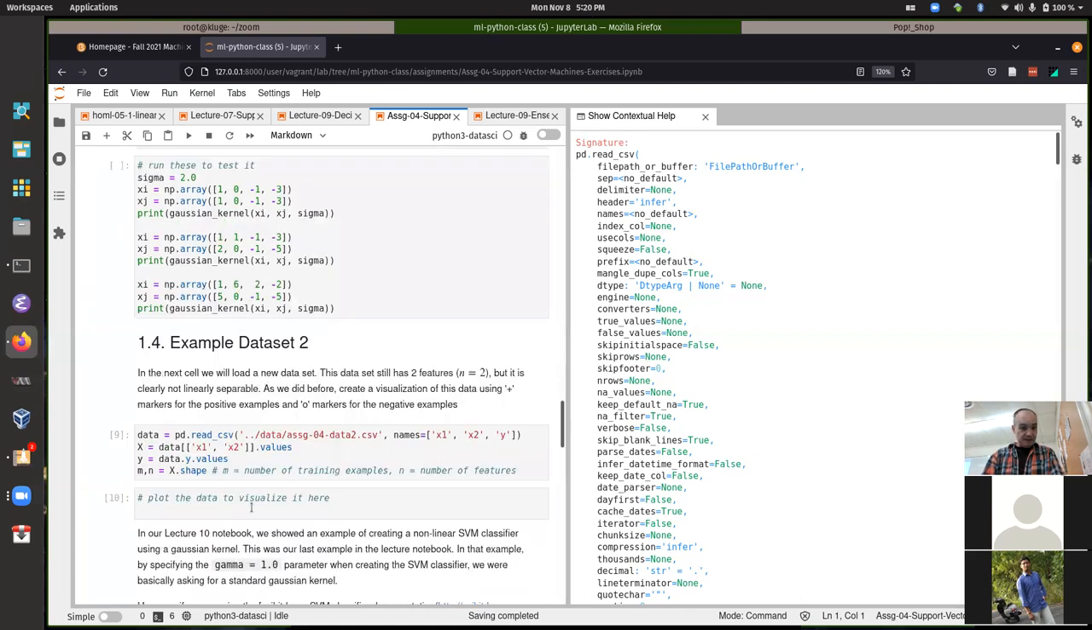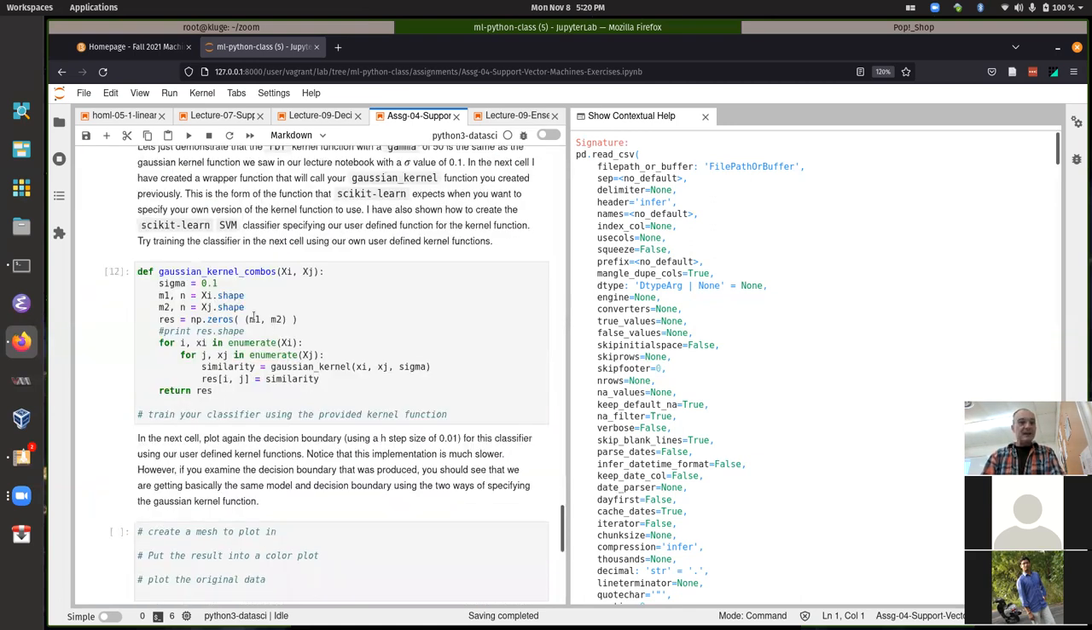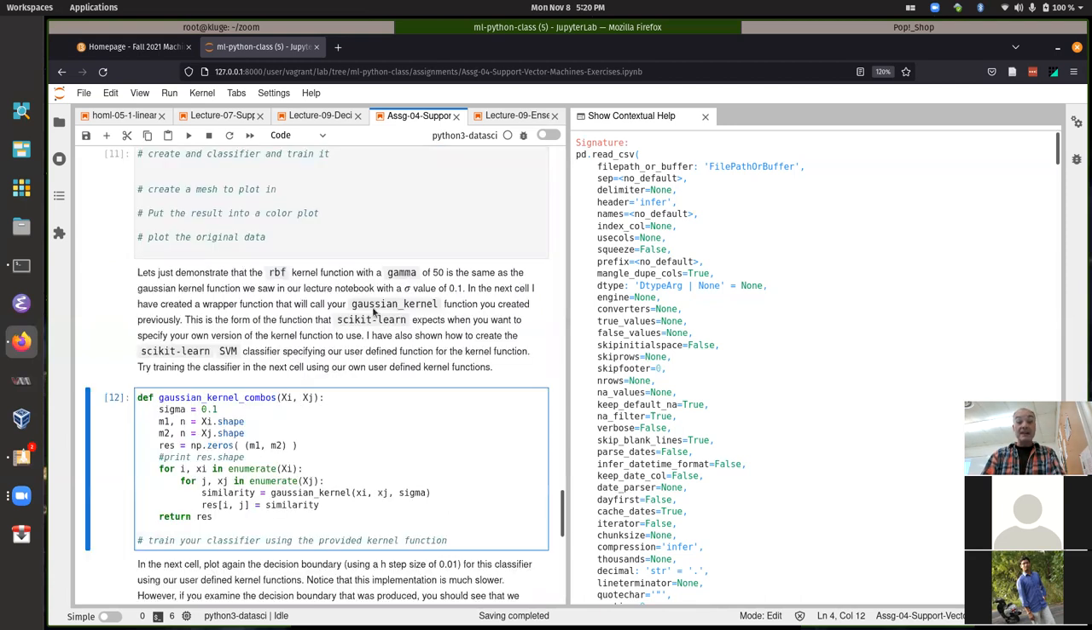Once you have that function, I don't think you end up using it, but I kind of gave you the way to use it, so you can pass in by hand a function that defines a kernel, right? So scikit-learn has some standard kernels.